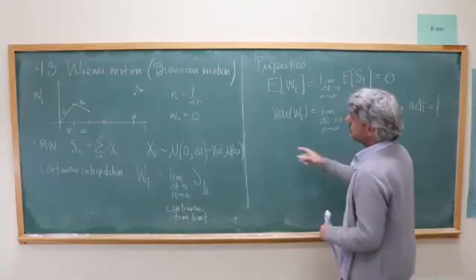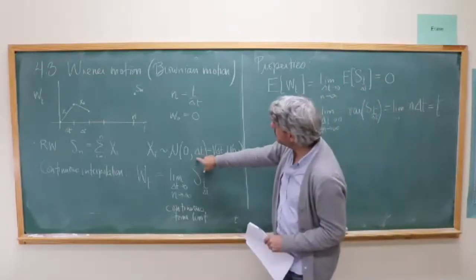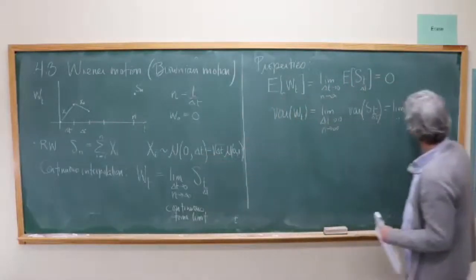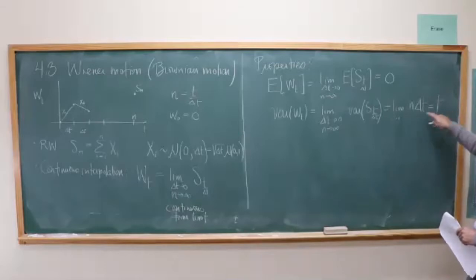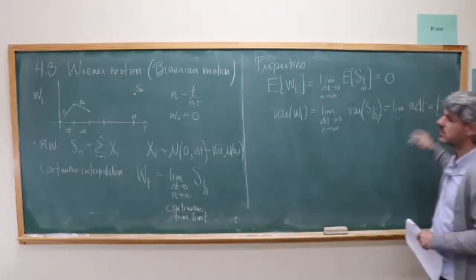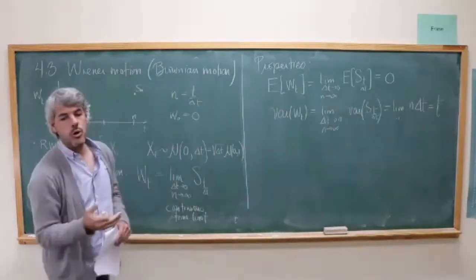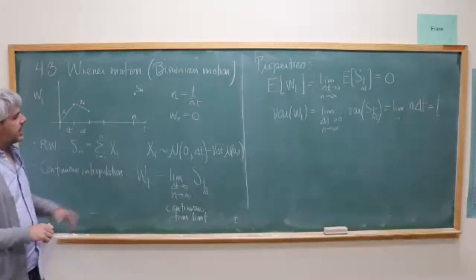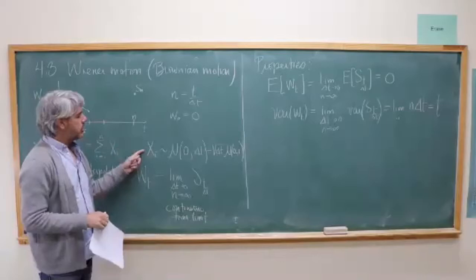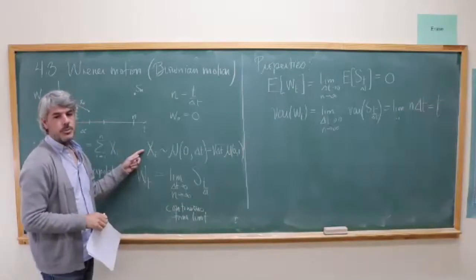And the reason why I took the variance of each of the displacements to be delta t is because I want that variance to be t. So I need to multiply n times delta t to get t. So this is the recipe here. If you want the variance of Brownian motion to grow linearly with time, the variance of each jump has to be delta t.